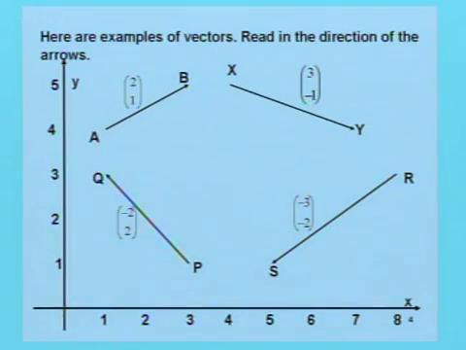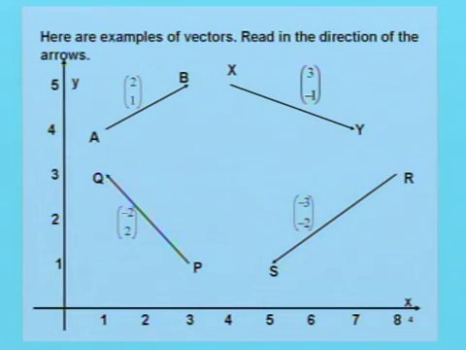The same vectors, when represented using vector notation or a column vector, vector AB is expressed as (2, 1). That is, from A, you go 2 units to the right and 1 unit up. So vector AB is a free vector (2, 1). What about vector XY?